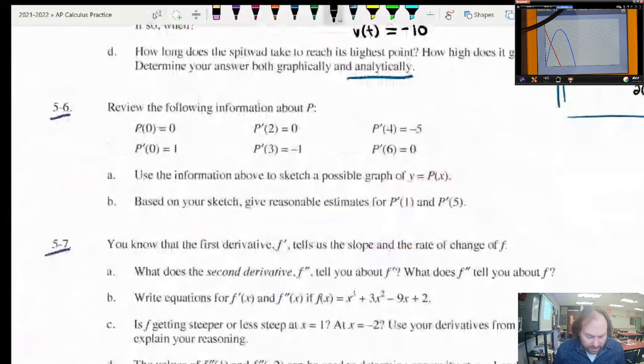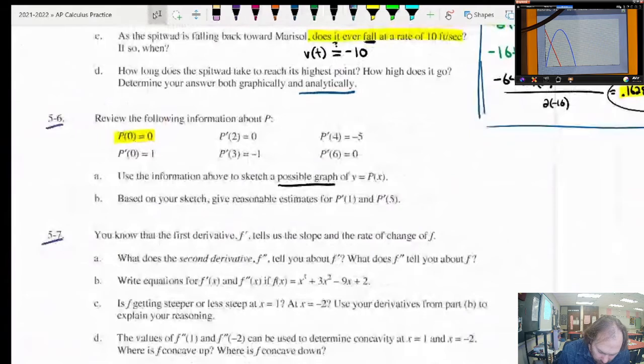5.6, I really like, so we're going to do it. We have a bunch of information about p, some function p. We'll never know what p of x is, but we're going to sketch a possible graph of it using this knowledge. The only point we know on this graph is that p of 0 is 0, so I'm going to go ahead and graph that.